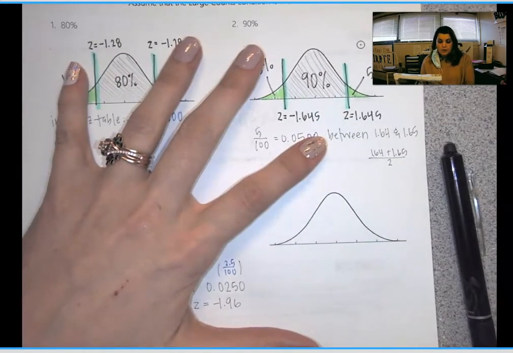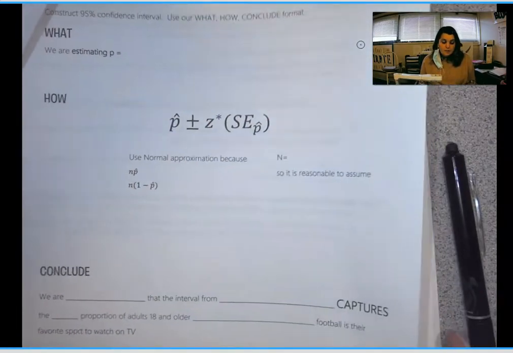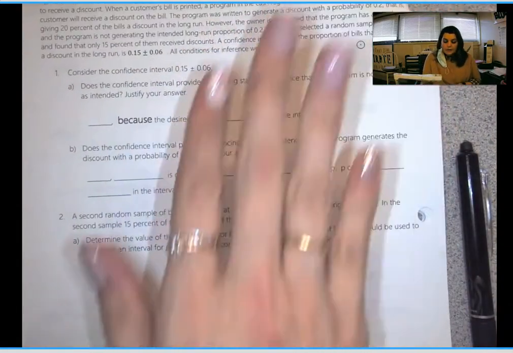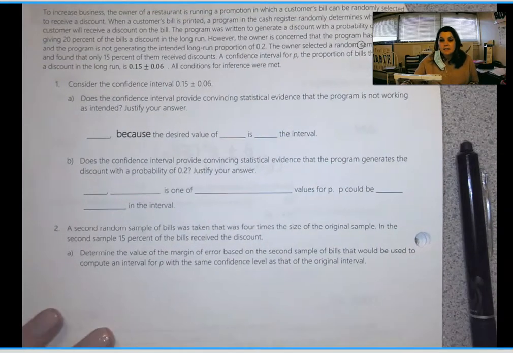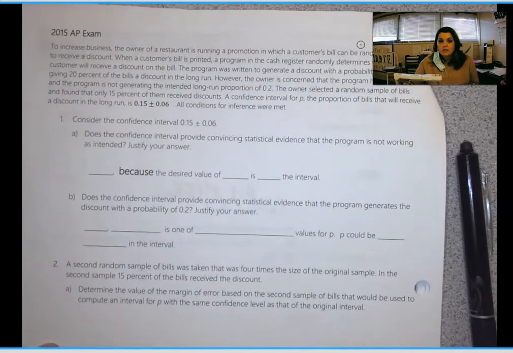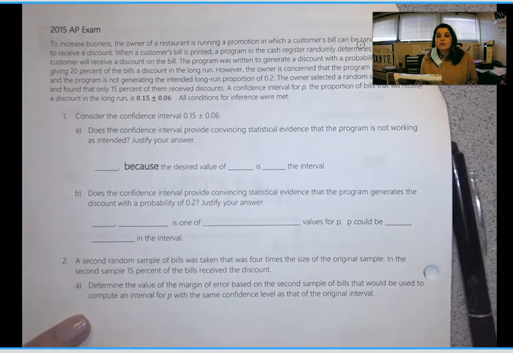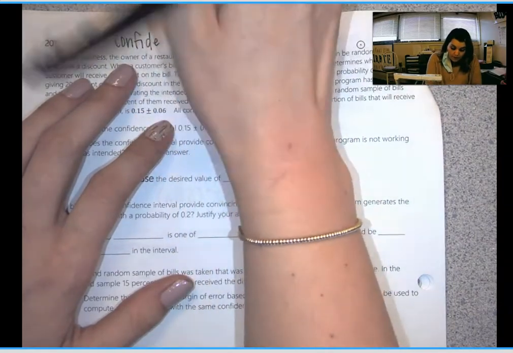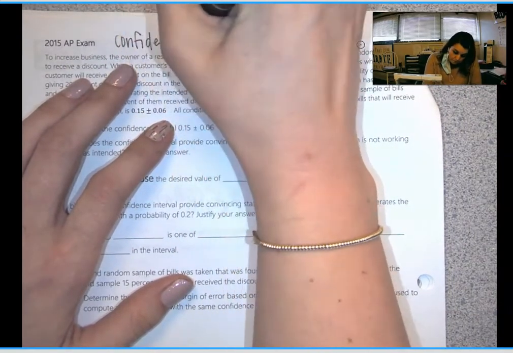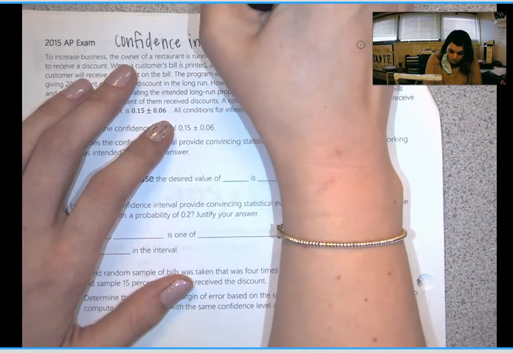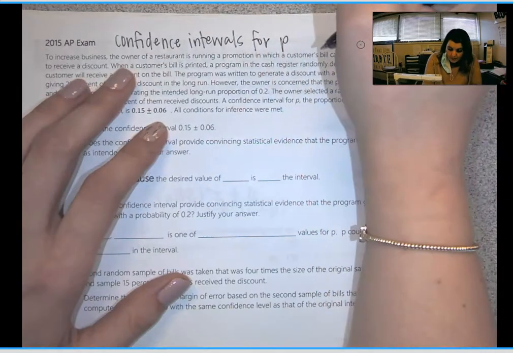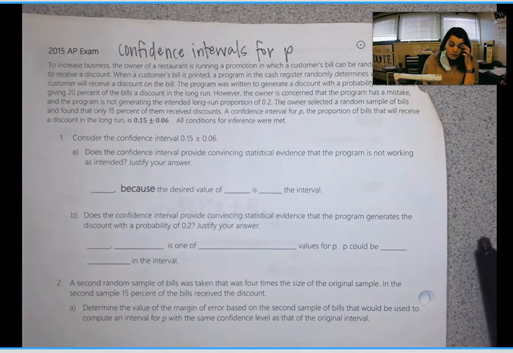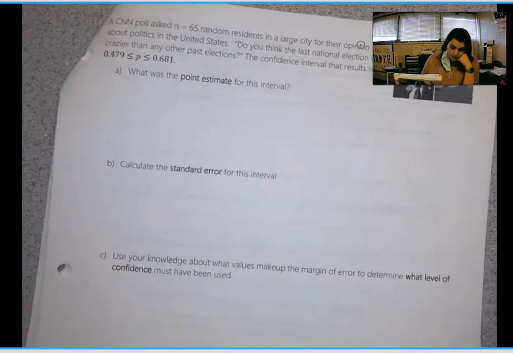So this is where critical value comes from. We're skipping 612 and 613, and we're going to do some problem solving with our confidence intervals. Now this is specifically related to confidence intervals for P. So the last thing we're doing in this video is page 614 and 615.